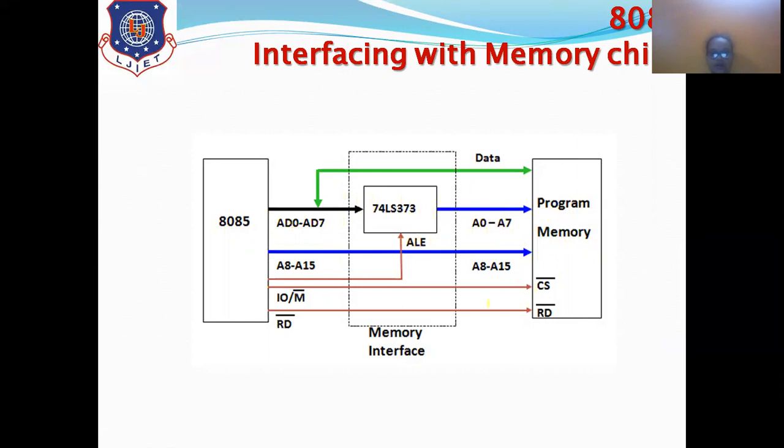And for the control signals, there is a chip select, so the chip will be selected, and with the RD bar, the data will be read. After the data gets read, it will be transferred to D0 to D7, that is the data bus, and it will be given to this processor. Clear? Right? So this is the basic of how memory gets interfaced with 8085.